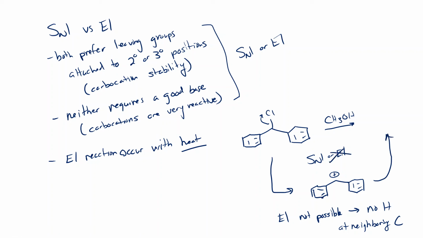So no E1, you would only get SN1, and so that means that the methanol will come in and do a substitution reaction, and you'll get, I'm going to cheat and do minus H plus all in one go, your substitution product as your only possible product in this case.